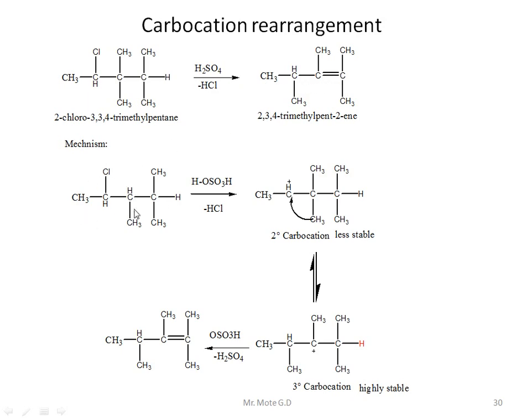So we have taken the mechanism also. This is the starting material. We have treated with H2SO4. So from this chlorine is going to be removed to form a secondary carbocation, and this secondary carbocation again rearranges, meaning migration of a CH3 group towards this to form a tertiary carbocation. Secondary carbocation is converted into tertiary carbocation, and then removal of a hydrogen atom forms a bond between these to form 2,3,4-trimethylpent-2-ene, that is the carbocation rearrangement.